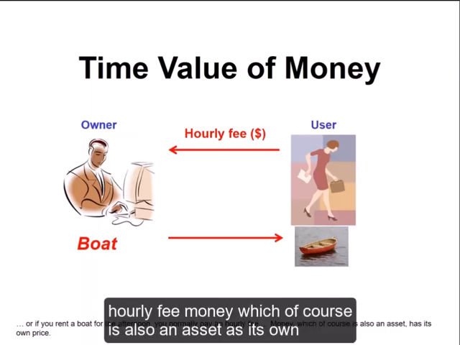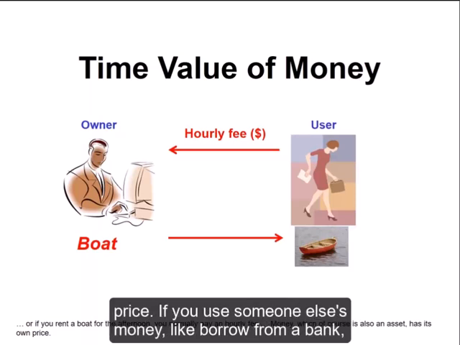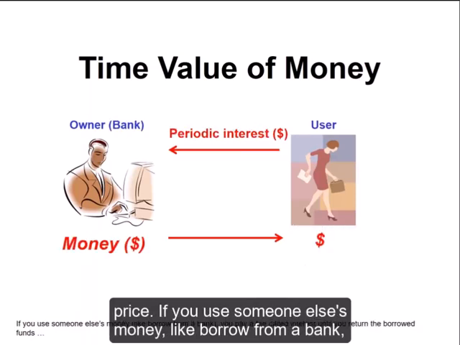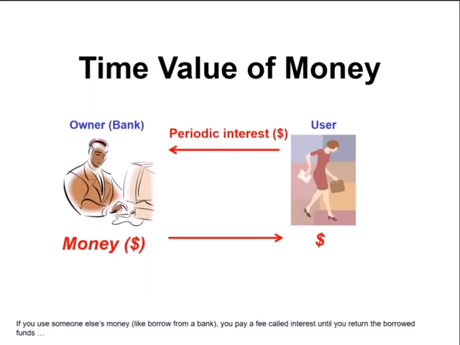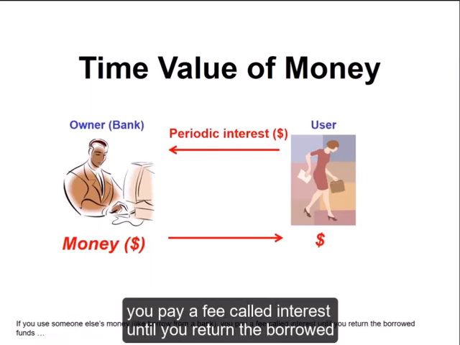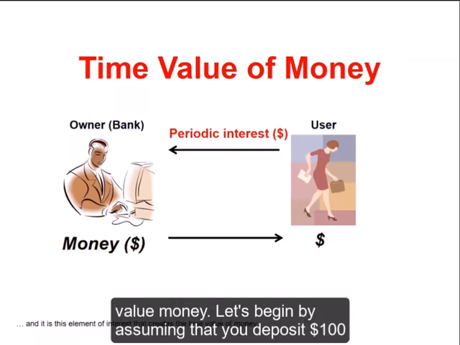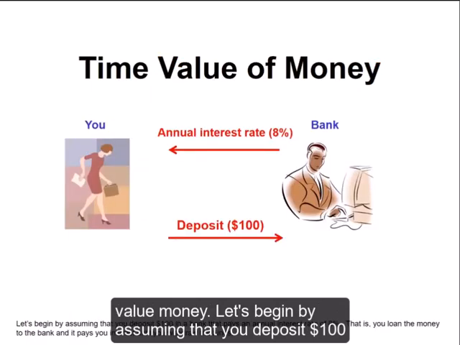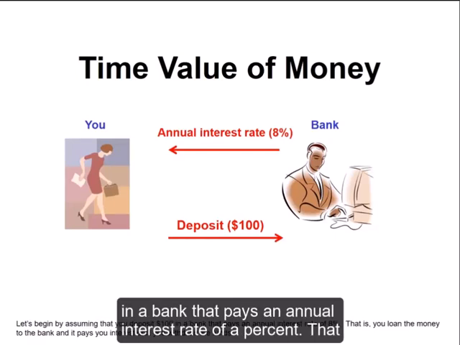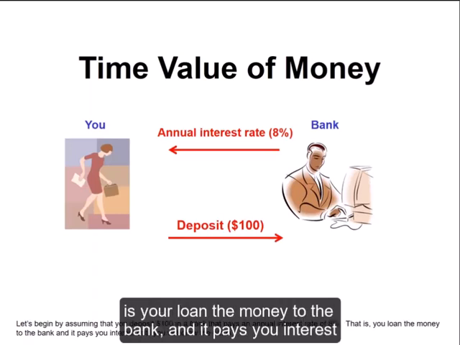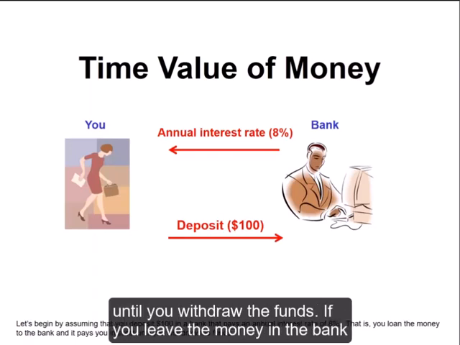Money, which of course is also an asset, has its own price. If you use someone else's money, like borrow from a bank, you pay a fee called interest until you return the borrowed funds. And it is this element of interest that creates the time value of money. Let's begin by assuming that you deposit $100 in a bank that pays an annual interest rate of 8%. That is, you loan the money to the bank and it pays you interest until you withdraw the funds.